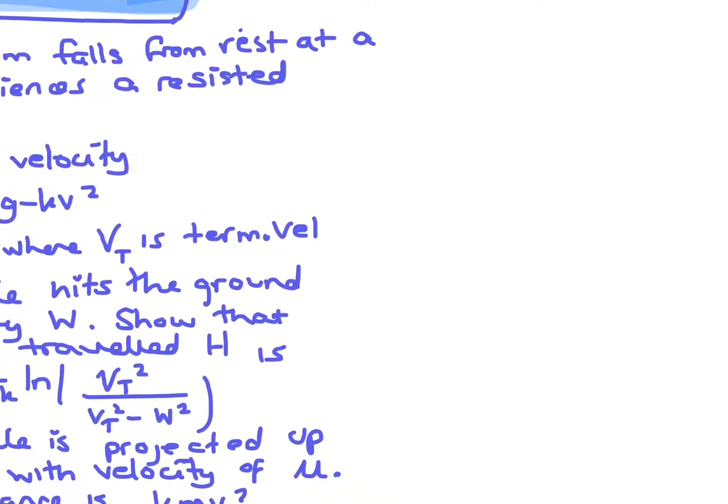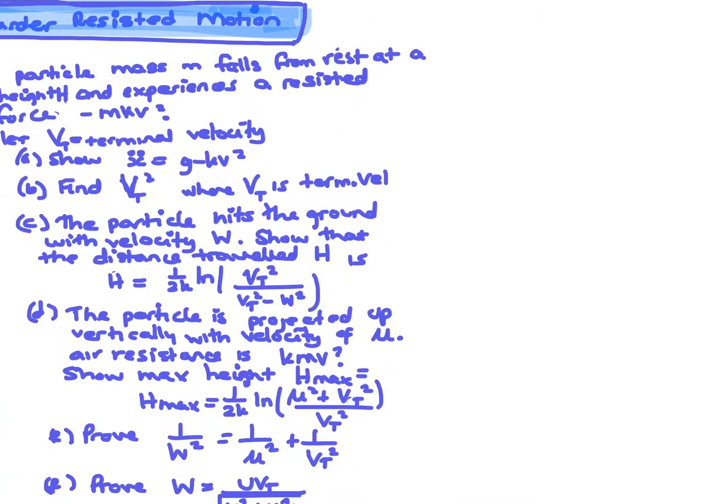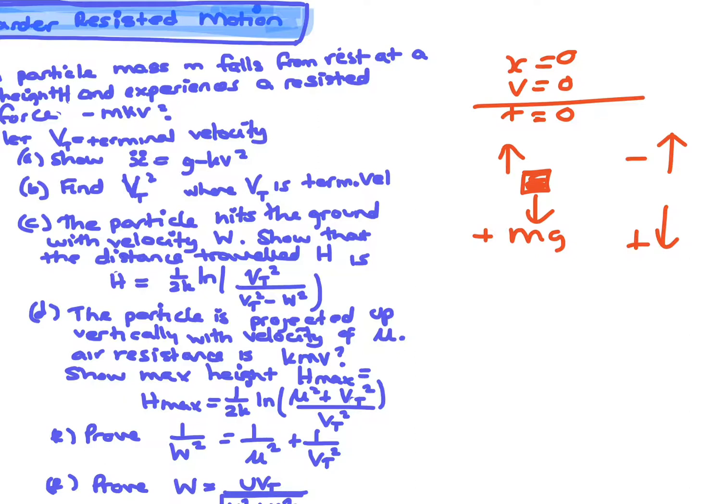Okay, so let's just do that part first. All right, so the particle falls from rest, so that's v equals 0, and it's going to fall from x equals 0, so we're going to make positive going down and negative going up, and time equals 0. Okay, so we've got this particle. The weight mg will be going down, so that'll be positive, and the resistance force is minus mkv squared.